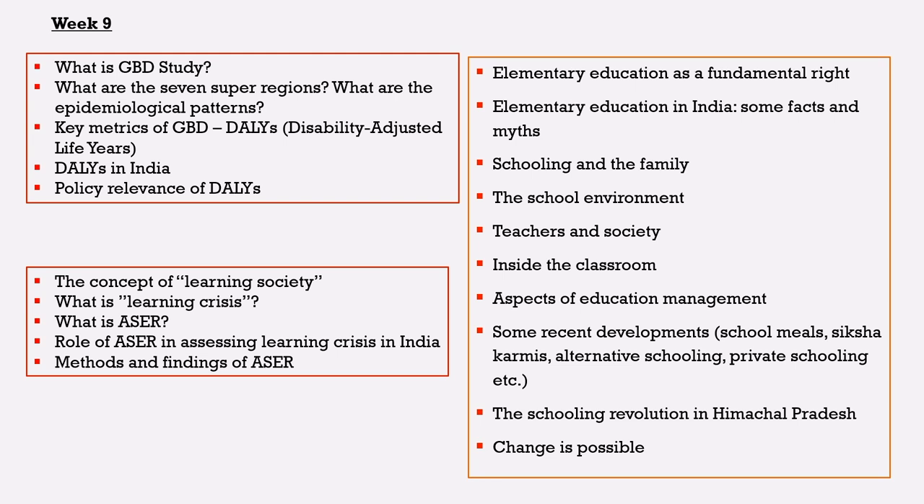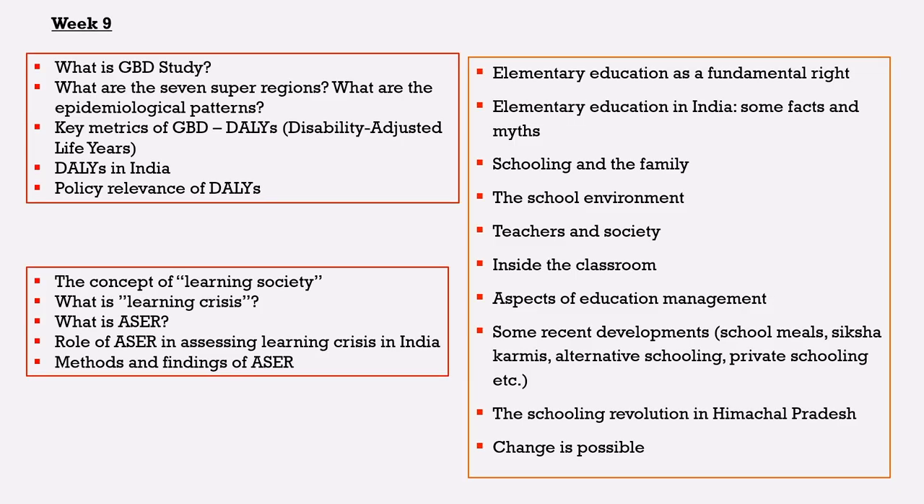We also discussed the key metric used in GBD, Disability Adjusted Life Years, DALYs. We took an example of diabetes and understood how DALYs are constructed, how we interpret them, and what their policy relevance is. We also discussed a few graphs showing the top 10 diseases in the context of India, and some implications that those disease burdens have for the progress of the country.